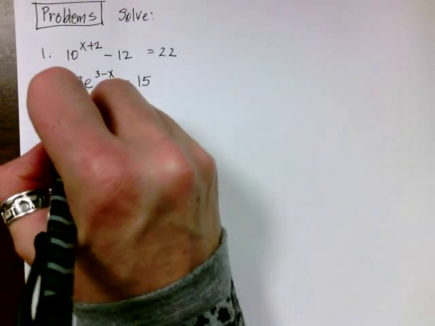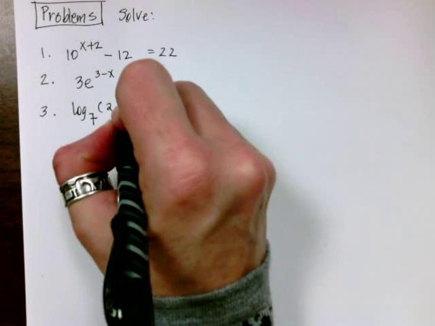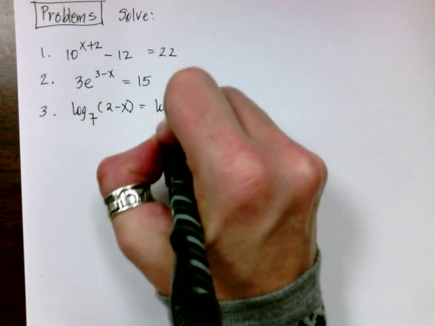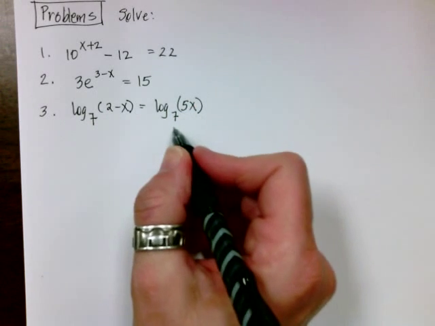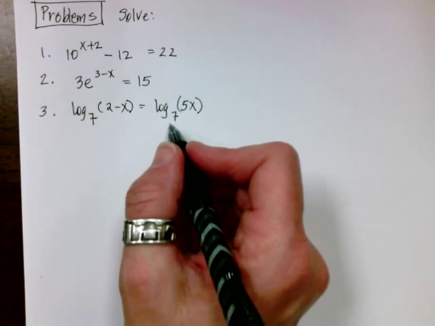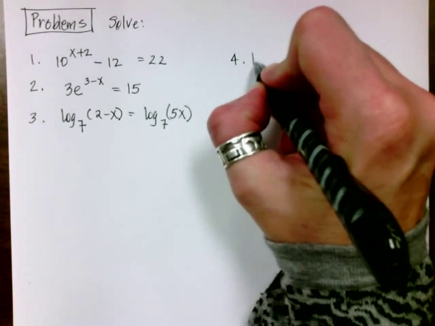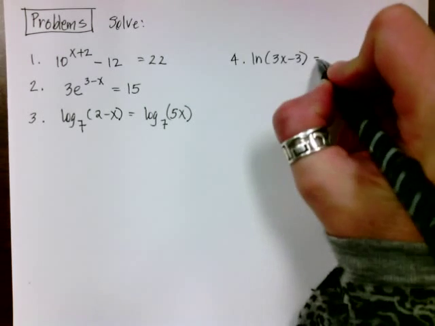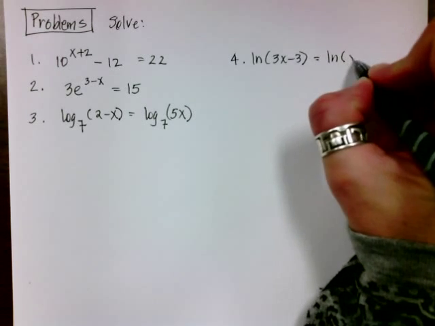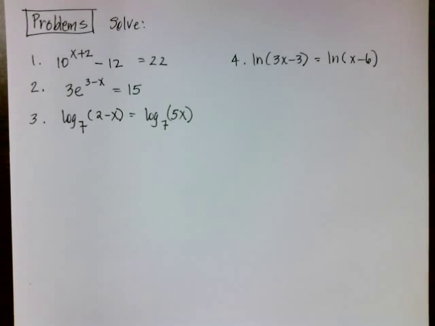3, the log base 7 of 2 minus x is equal to the log base 7 of 5x. Remember that this has a special property, and it actually makes solving easier. Okay, I'll put your fourth problem up here. The natural log 3x minus 3 is equal to the natural log of x minus 6. Remember to check your solutions, and you can't take the log of a negative number.